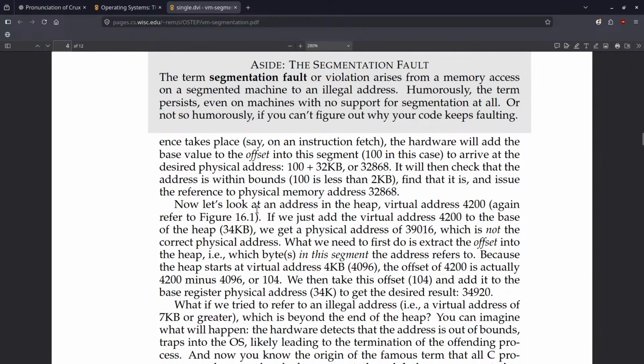Now let's look at an address in the heap. Virtual address 4200, again referring to figure 16.1. If we just add the virtual address 4200, which is not the correct physical address, what we need to do is extract the offset into the heap, which bytes in the segment are addressed.